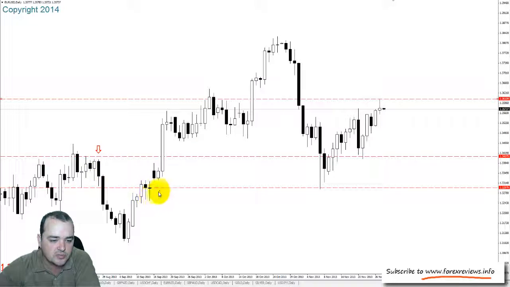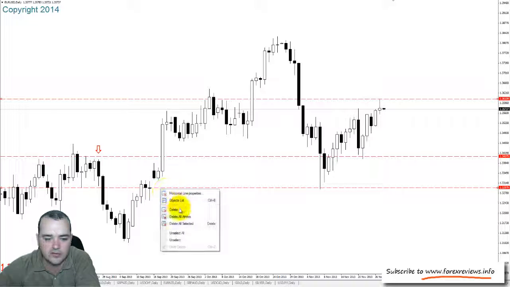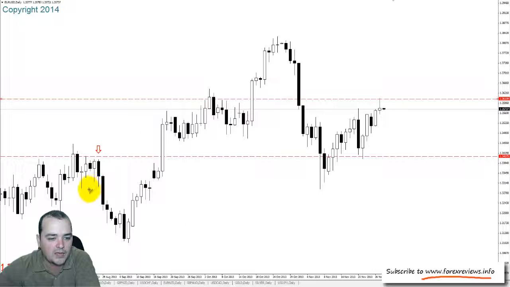So let's have a look at this, right? Let me get rid of this line first off. Okay, so where you'd enter is about here, just below the pin, right? And bam, so you want it to break below to show you that the market is trending in that direction, and it did. Broke below, gave nice risk to reward.